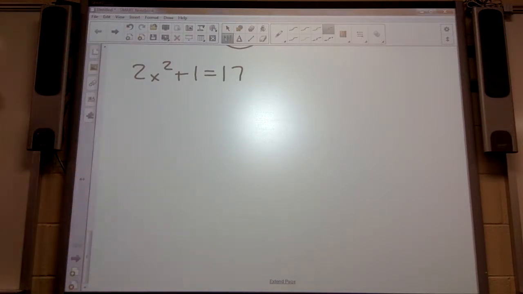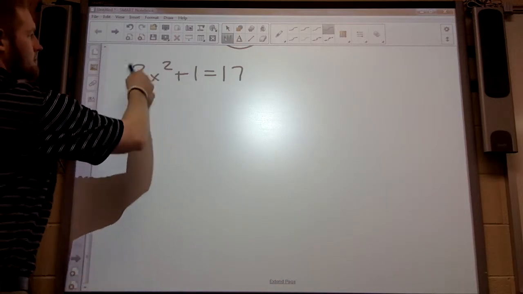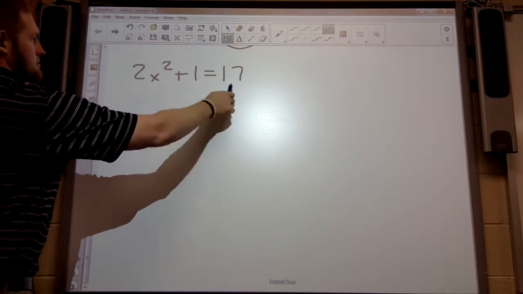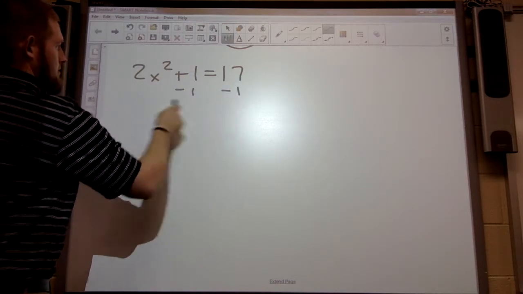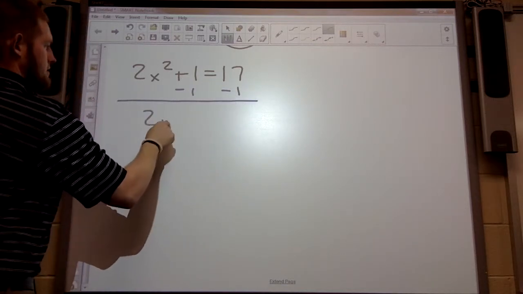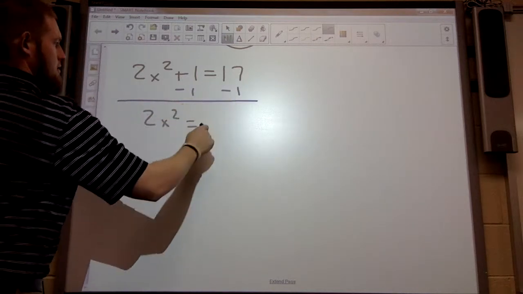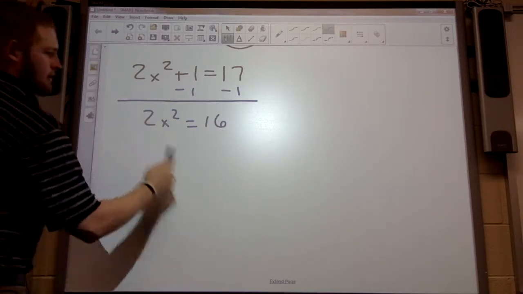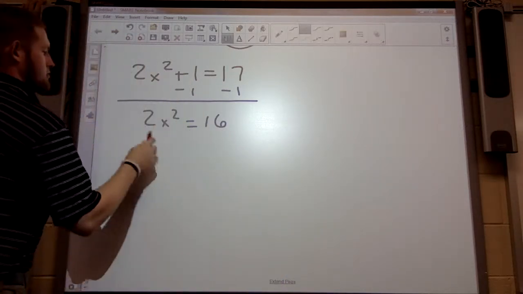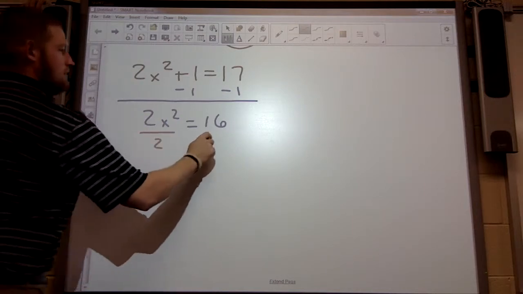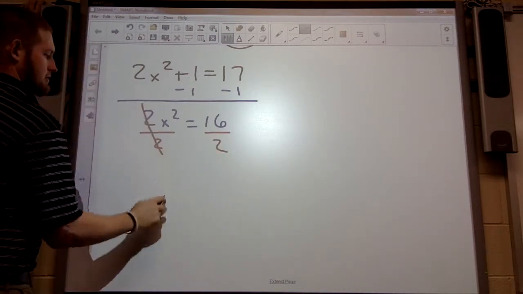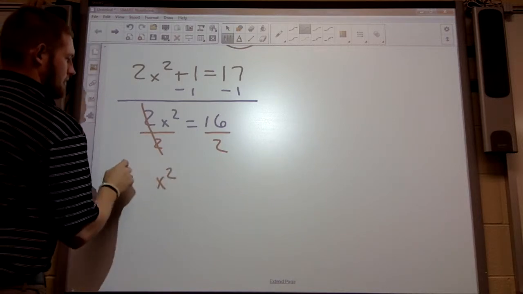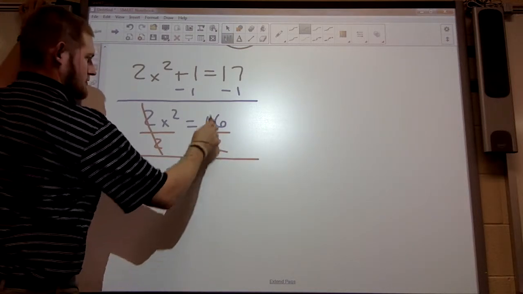Our first step to solve for x should be to subtract 1. So let's subtract 1. So I have 2x squared equals 16. I still don't have my x by itself yet, so I'm going to divide by 2. Divide by 2, notice those cancel. I have x squared equals 8.